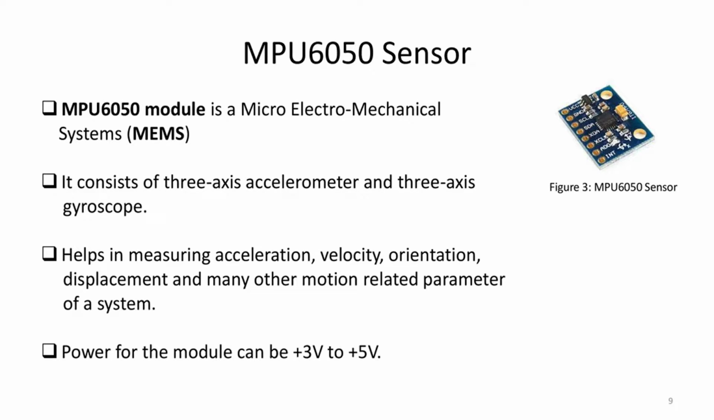Next, the sensor that we have used here is the MPU6050 module. It consists of a 3-axis accelerometer and a 3-axis gyroscope. It helps in measuring the acceleration, velocity, orientation, displacement, and many other motion related parameters of the system. It consumes around 3 volt to 5 volt.